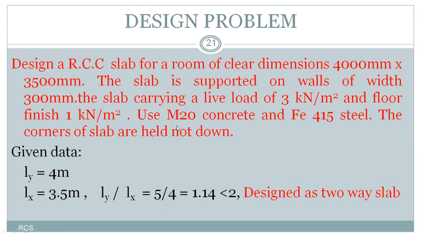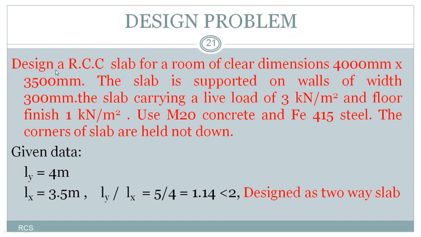So use M20 concrete and Fe415 steel. The corners of the slab are not held down. So from this, from the last sentence, we can conclude that we have to design an unrestrained slab. You know what the meaning of an unrestrained slab is? The corners of the slab are now free to lift up.